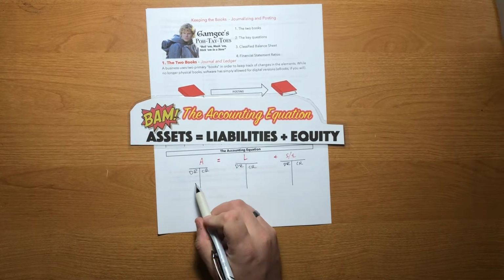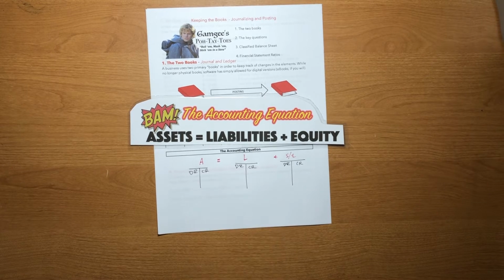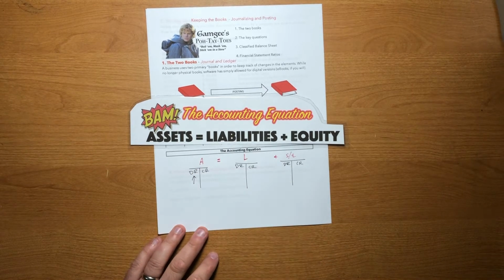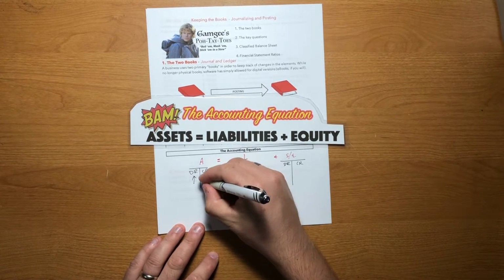And so, we're looking at this debit and credit, and we see that each account, no matter what it is, has the same setup. Debit's left, credit's right. What's different is what it does for the account. For assets, if you debit it, it makes it go up. And if you credit it, it makes it go down.